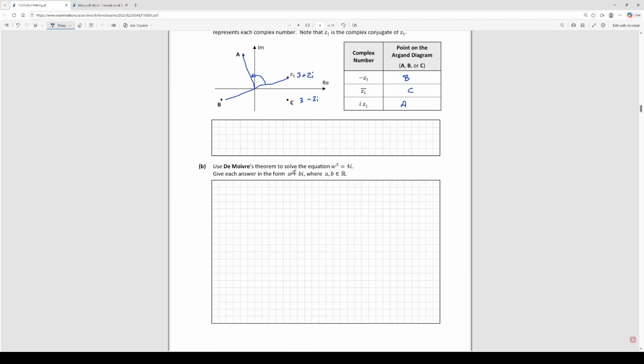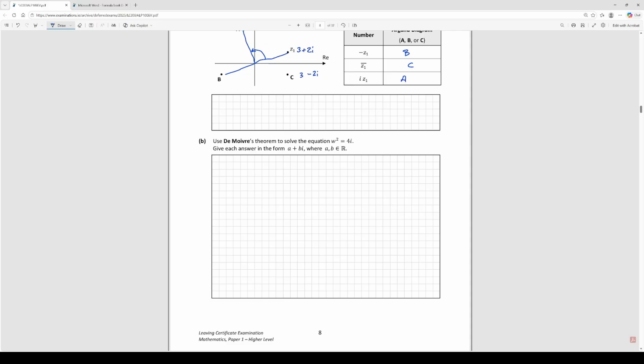Use De Moivre's theorem to solve this. Well, on a graph, 4i would go here. Yep. So when we're putting that in polar form, it's actually quite easy. If you remember, polar form is r bracket cos theta plus i sine theta. Now you could do all the maths and stuff, but basically we know r is going to be 4. We know theta is going to be 90.